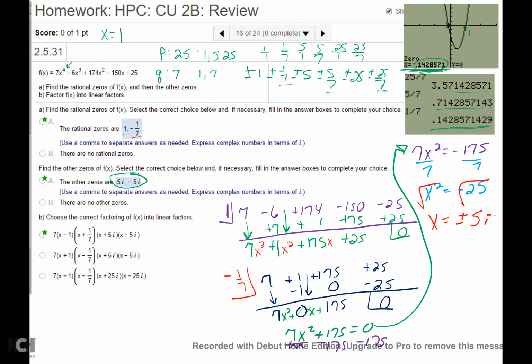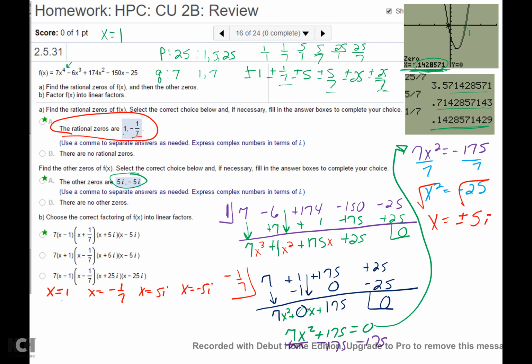So my 4 zeros are x equals 1, x equals negative 1/7, x equals 5i, and x equals negative 5i. The rational ones are the ones that are in that list. The irrational ones, okay, are the complex ones, the ones that have i's in them. Okay? So now, to write my function, I have to turn these back into factors.